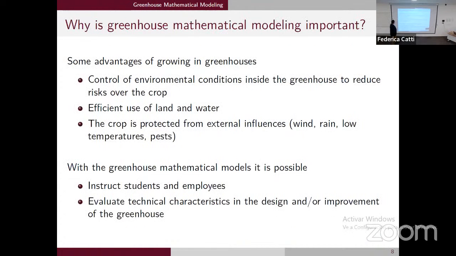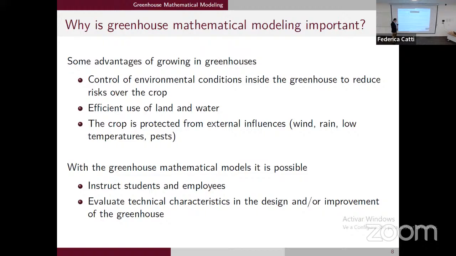The next, please. So why is a greenhouse mathematical model important? First, some advantages of growing in greenhouses: you can control the environmental conditions inside the greenhouse to reduce risk over the crop. Second, there is high efficient use of land and water. And third, the crop is protected from external influence like wind, rain, low temperature, and pests.